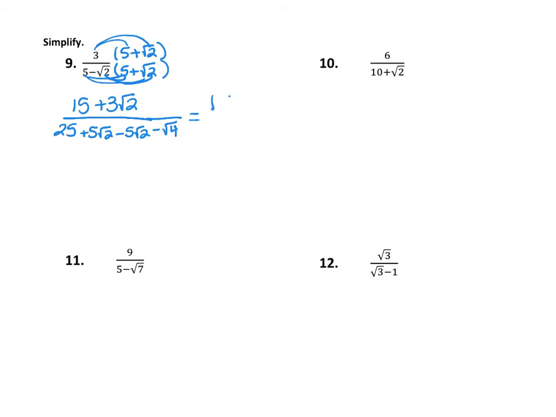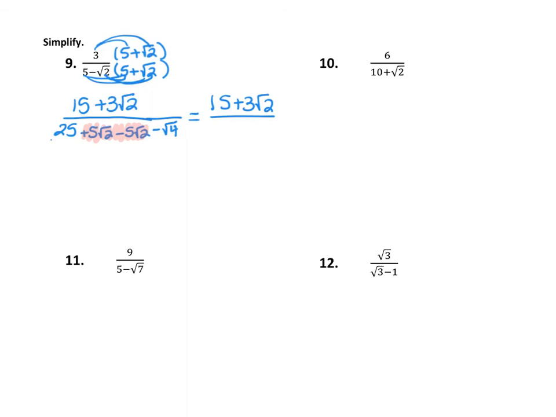So in the top, I'll get 15 plus 3 square root 2. That's not going to change. In the bottom, my 5 root 2 and my negative 5 root 2 will subtract. And again, this should always happen. So as you get stronger with your conjugate, you don't necessarily have to write out all the steps. And I'm okay with that.